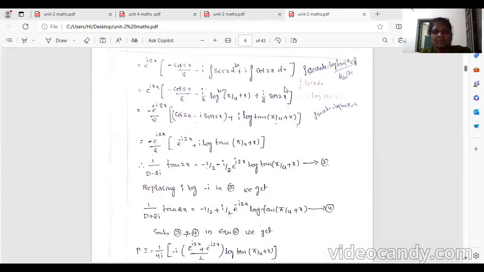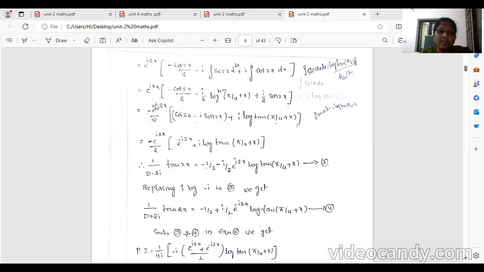integration of secant 2x dx equals log tan pi by 4 plus x. So log tan pi by 4 plus x, again derivation of sin 2x by 2. So i by 2. Integration of secant 2x dx means 1 by 2 into log of tan pi by 4 plus x plus i into integration of cos 2x, sin 2x by 2, i by 2 into sin 2x.